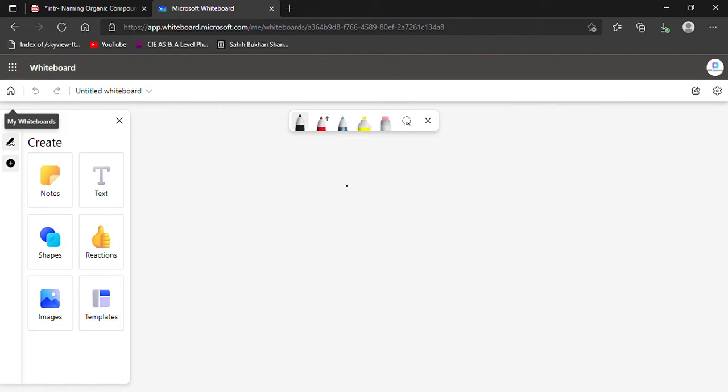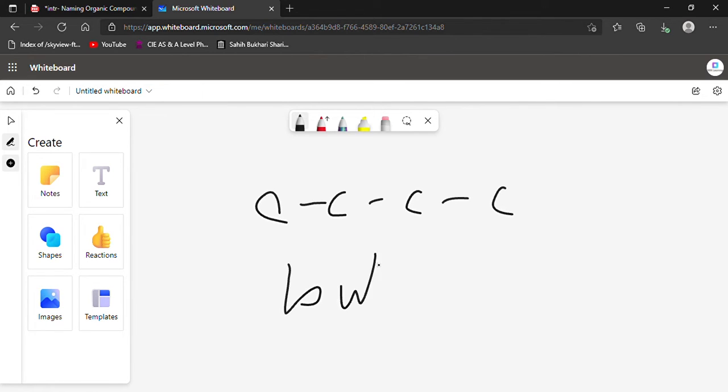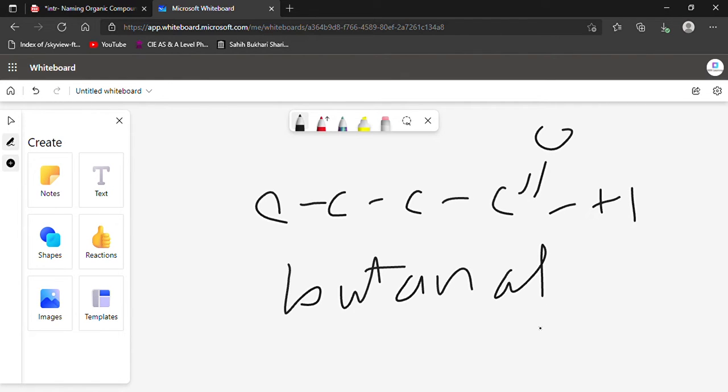So let's say we have a ketone. For 4 carbons we have but, and for aldehyde we have al, so it's butanal. But for instance, you have an extra OH here. Somehow we have reacted in such a way that a hydrogen is replaced by OH, like it has substituted the H.